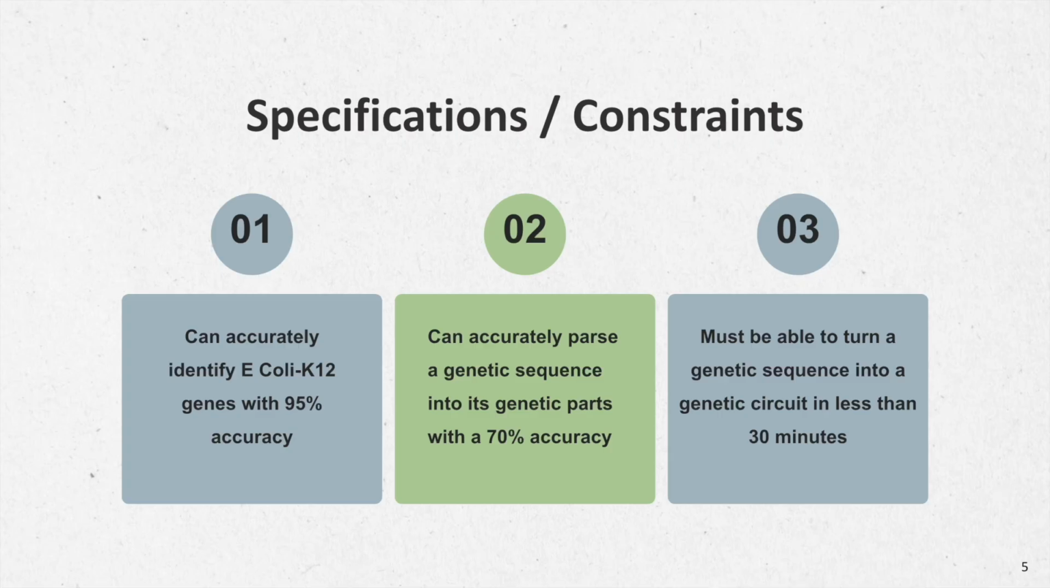So for the three specifications that we have set: first, we want the E. coli K12 gene to be identified with at least 95% accuracy. Second, we want the parsing into the genetic parts to be at least 70% accurate. And lastly, we want to be able to turn a genetic sequence into a genetic diagram in less than 30 minutes.